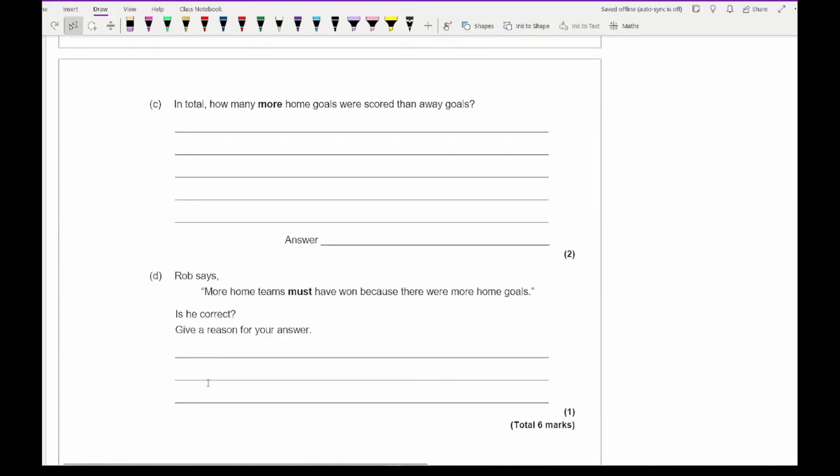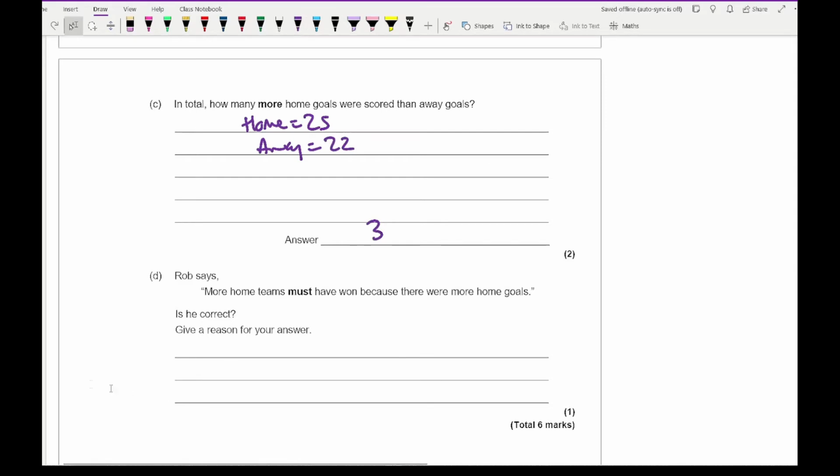Moving on to question C, it says in total how many more home goals were scored than away goals? Well, I've kind of already worked that one out. So here the home was 25, the away was 22. So I take away those two numbers and I get an answer of 3.